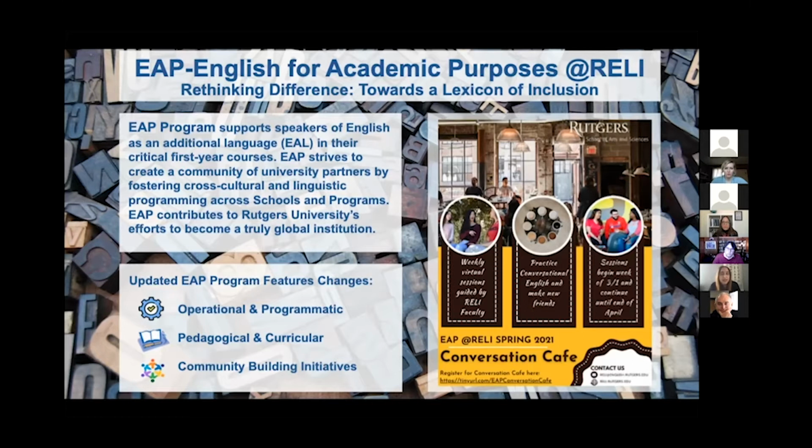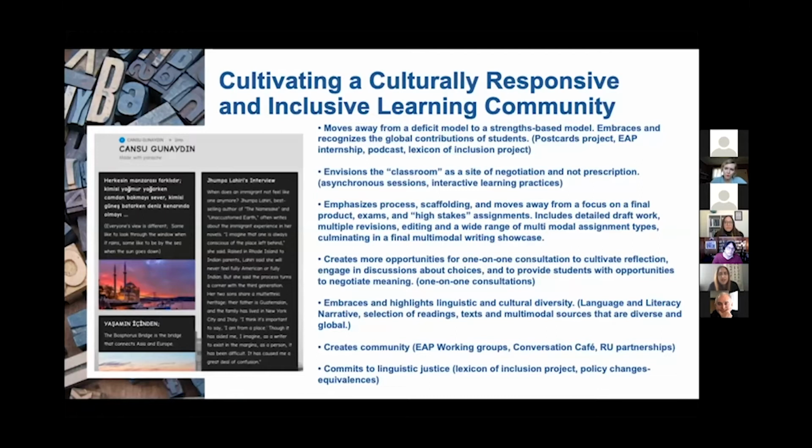And so for us, we want to engage with ideas of difference as it's critical at Rutgers, because at Rutgers, as Nicole pointed out earlier, multilingualism is the mainstream. And this shift compels us to use what I call a lexicon of inclusion when speaking about our perspectives, our practices, our work, and most importantly, our students. And by this, I mean a move away from a deficit language, which is what is traditionally used to speak about first-year students, to a more strength-based approach.